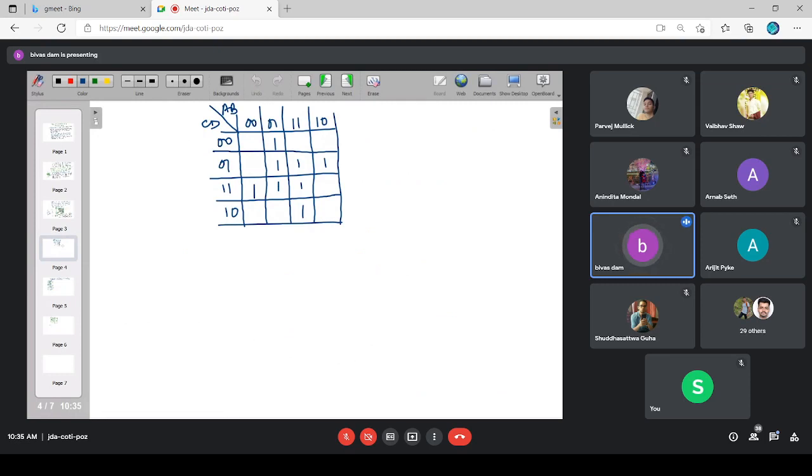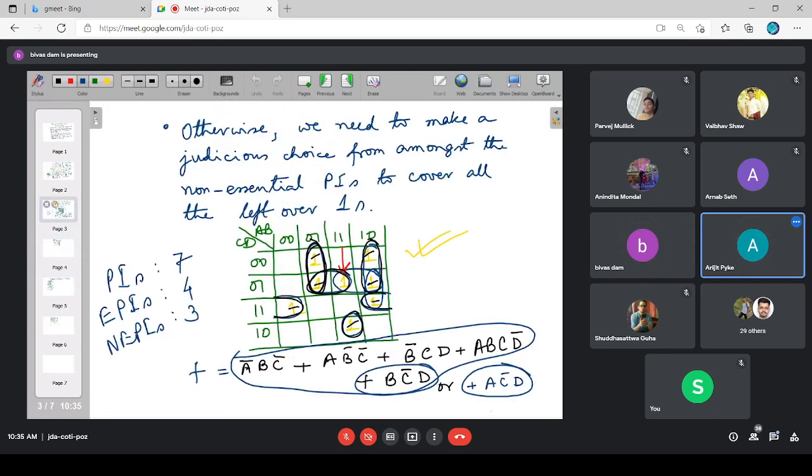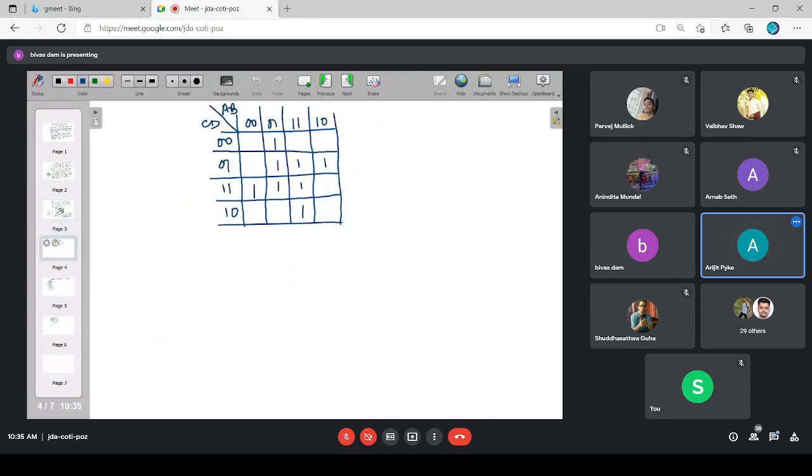I have one more example here. Sir, once go back to the previous slide, sir. Yeah, sure. Thank you, sir. I have one more example here. Once again, the truth table has already been mapped.